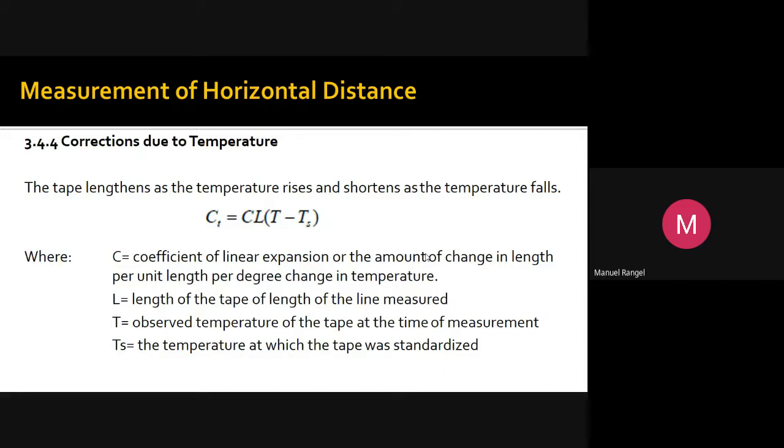The coefficient of linear expansion of the tape must be known. Furthermore, when computing the change in length of a tape caused by change in temperature, if the tape used is made of steel, usually the value of C is 0.0000116 per degree Celsius. So this means that for every 1 degree C rise or fall in temperature, the tape will increase or decrease in length by 0.0000116. So muna ang standard value for the coefficient of linear expansion.